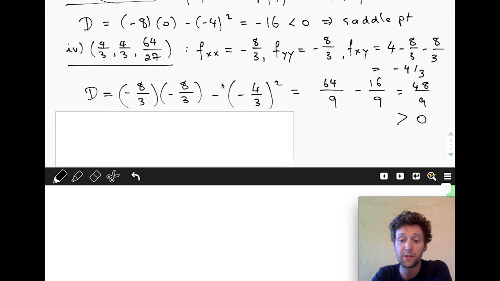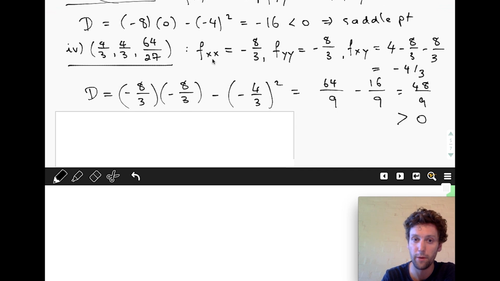So I have that d is a positive number. That means that I've got closed contours here, dealing with a local maximum or minimum. Now let's remind ourselves how to figure out whether it's a maximum or a minimum. We look at the second derivative. We can pick either the second derivative with respect to x or the second derivative with respect to y. They'll always be the same sign whenever you have closed contours like this.